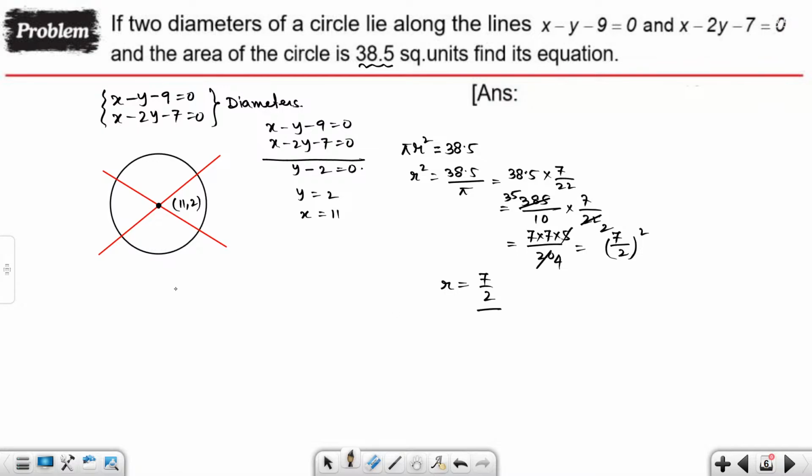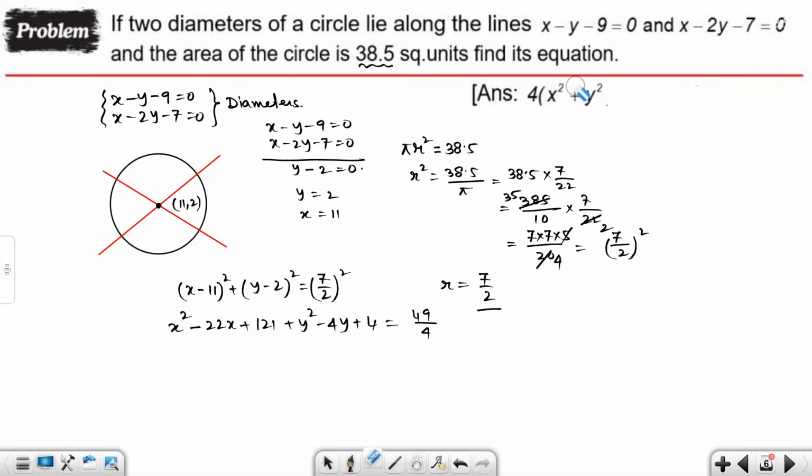Therefore, the equation is the center radius form, which is your x minus 11 whole square plus y minus 2 whole square equals to 7 over 2 whole square. So we are getting this right after simplification. I'm not doing the calculation. You can do this calculation by yourself. Okay. So that is the equation of this circle.